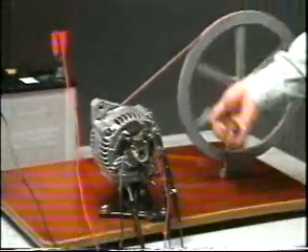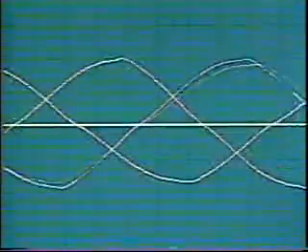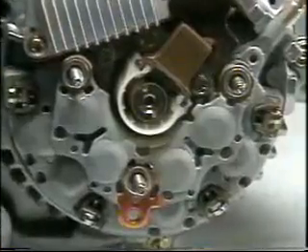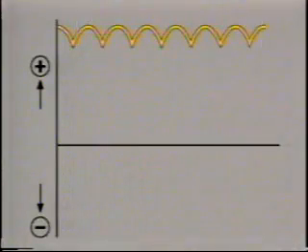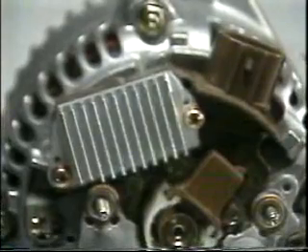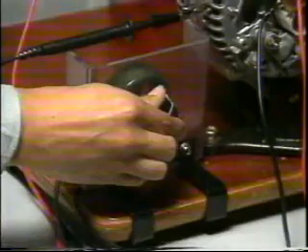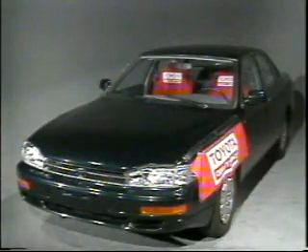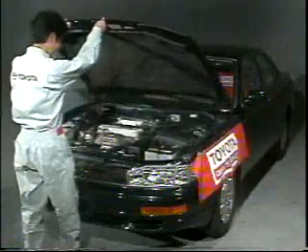To summarize about the charging system, the alternator produces alternating current. The rectifier converts the alternating current into direct current. And the regulator keeps the voltage produced by the alternator steady. Finally, we'll look at troubleshooting of the charging system using the main faults in the system as examples.